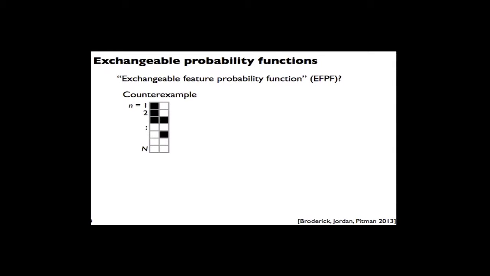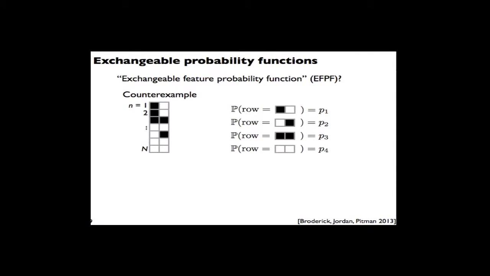And for each data point, I'm going to choose the assignment of the data point to the features IID, independently and identically, from the following distribution. So in particular, I have one feature and not the other with probability P1. I have both features with probability P3. I have neither feature with probability P4. And so if I had an EFPF, this exchangeable feature probability function that we just defined, then these 2 feature allocations would have to have the same probability. In the first one, we have 2 data points and 1 data point per feature. In the second one, we have 2 data points and 1 data point per feature. That's all that the EFPF depends on, so these would have to have the same probability.